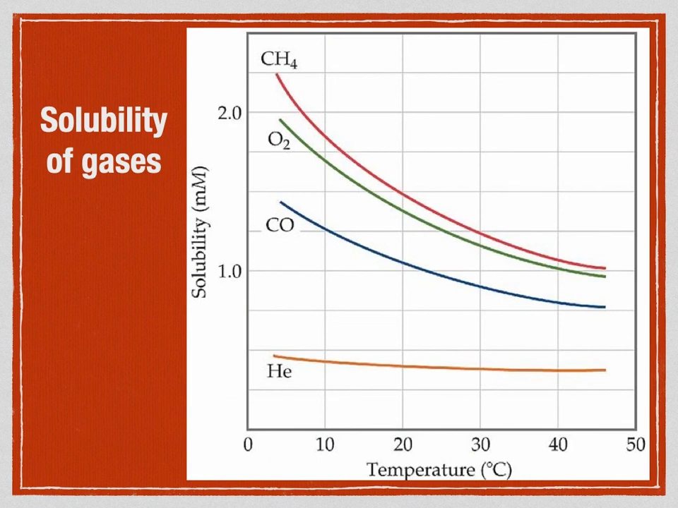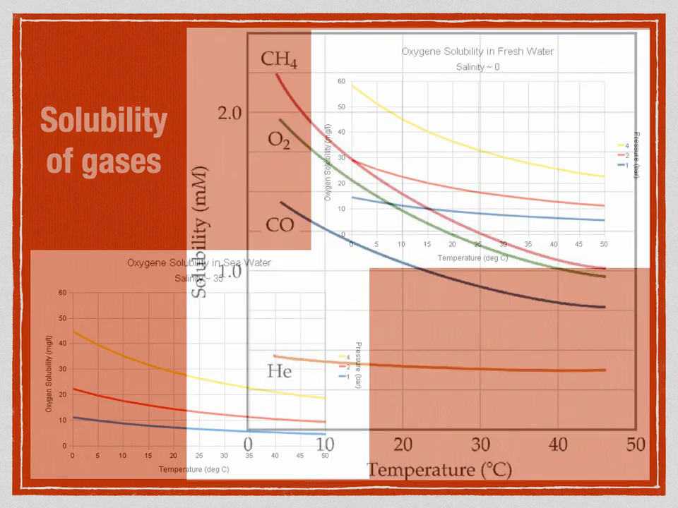Here are some nice solubility curves of gases dissolved in liquids. We have four different gases here. We have methane gas, or natural gas, we have oxygen, we have carbon dioxide, and we have helium. And notice all of those curves decrease to some degree as the temperature increases.